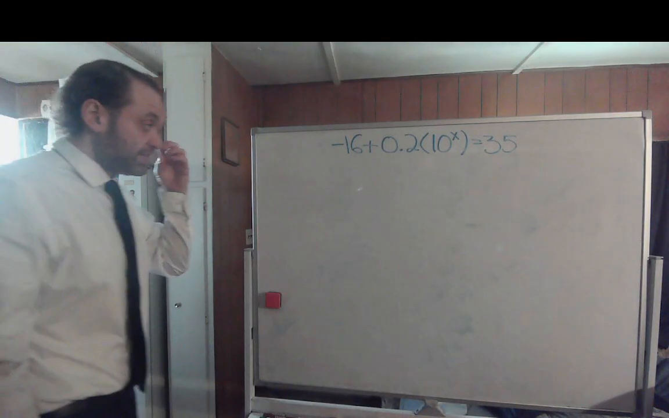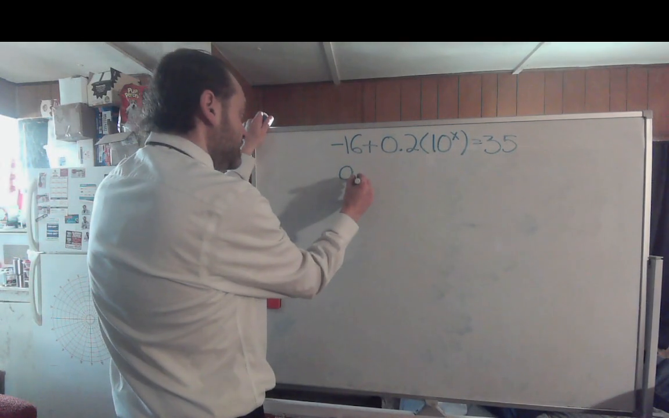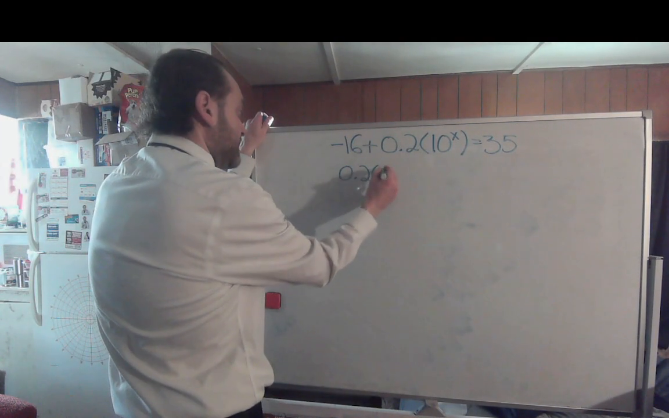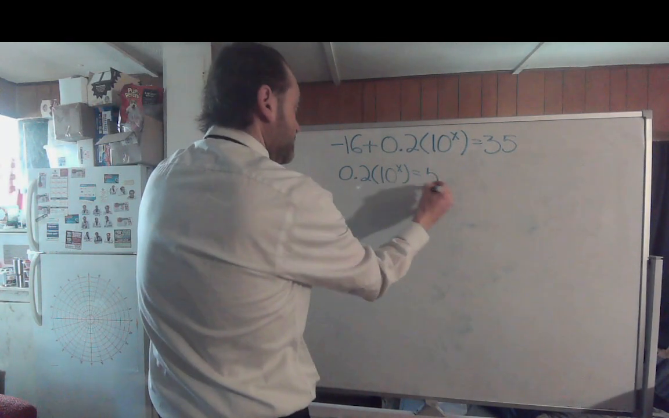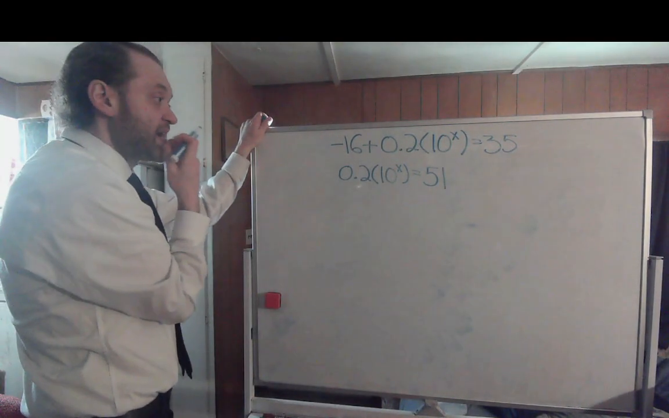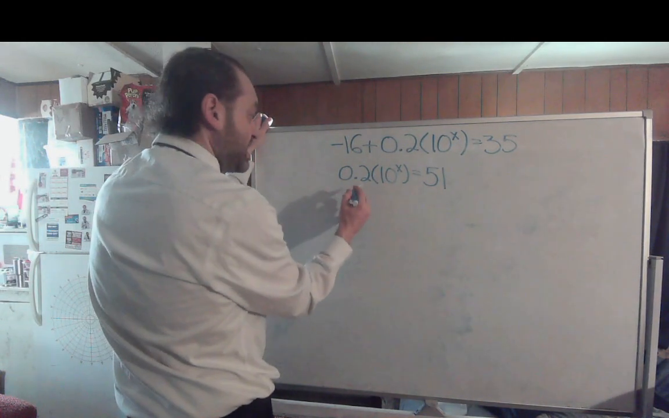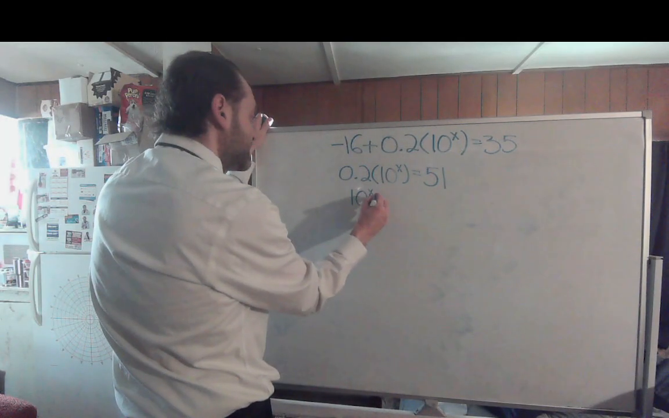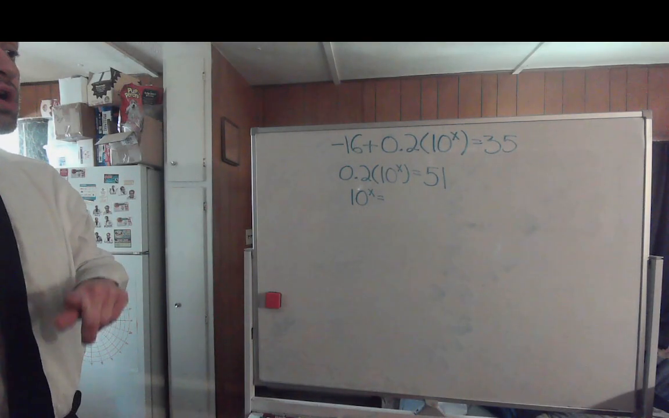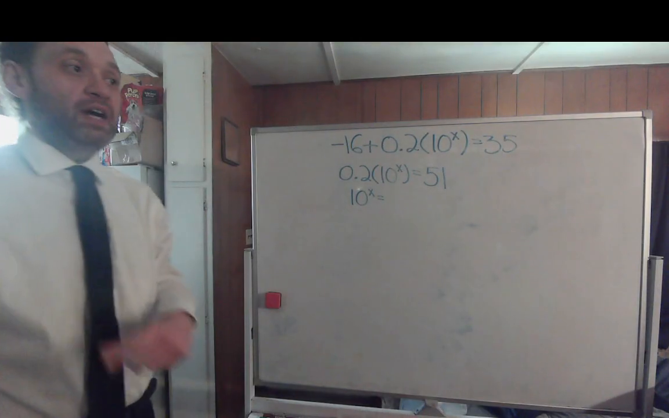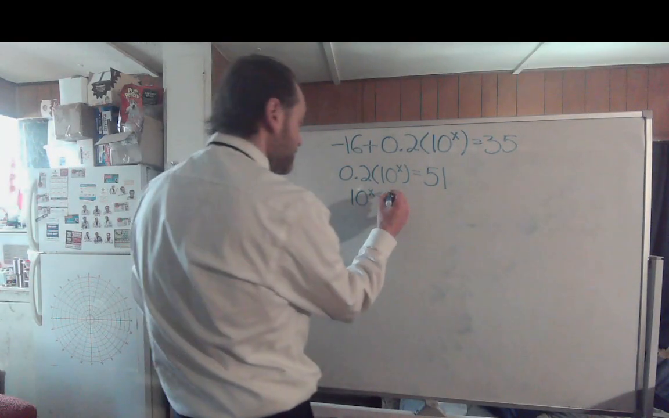Well, let's get that 0.2 times 10 to the x by itself. So this will turn into 0.2 times 10 to the x equals 51. Well, okay, let's get that 10 to the x by itself. Divide both sides by 0.2. You would get that 10 to the x equals 51 divided by 0.2, which would actually be 510 divided by 2. What is 510 divided by 2? That's going to be 255.